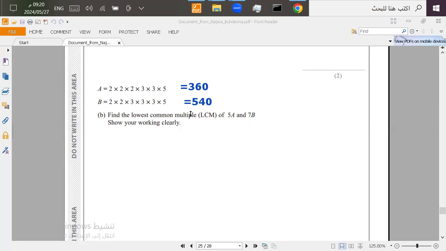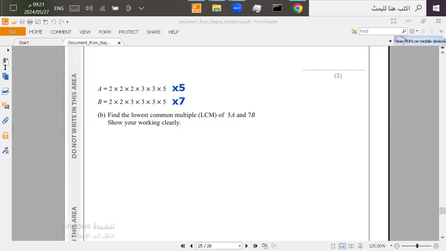Now we found the 360 and the 540, and we're trying to find the lowest common multiple. Let me show you an idea of using these numbers with the 5 and 7 too. We don't need to do the multiplying. I'm just showing you that when you multiply them, you get this. You just put this 5 next to the A, so this one is going to be multiplied by 5. And 7B means multiplied by 7.